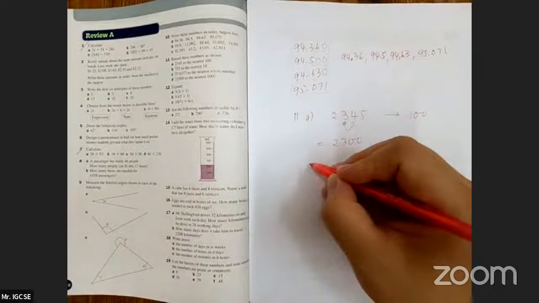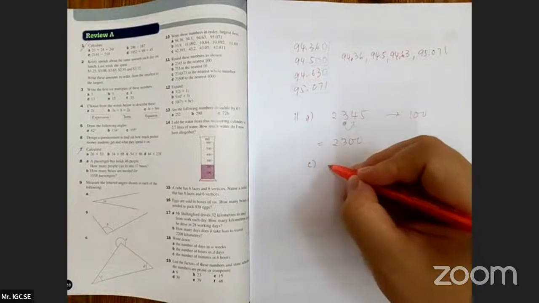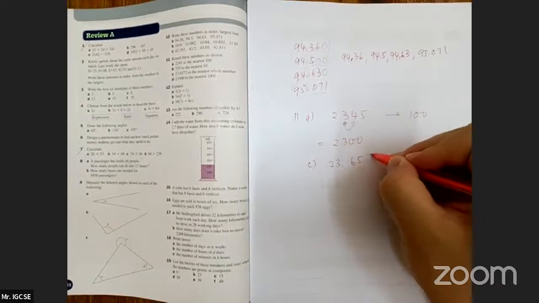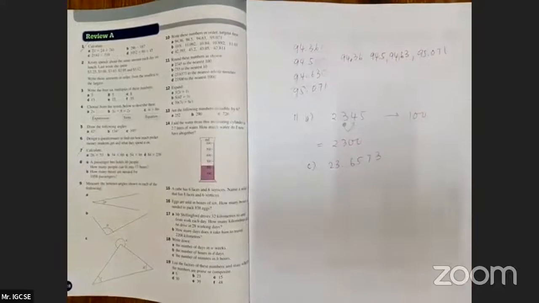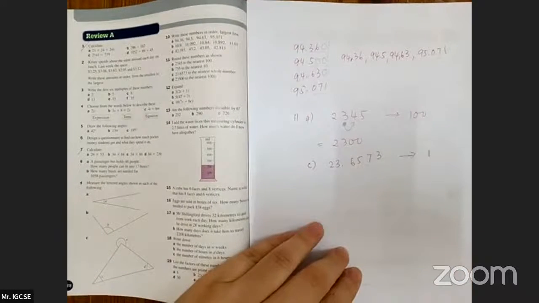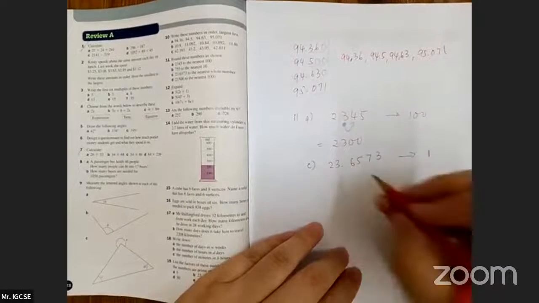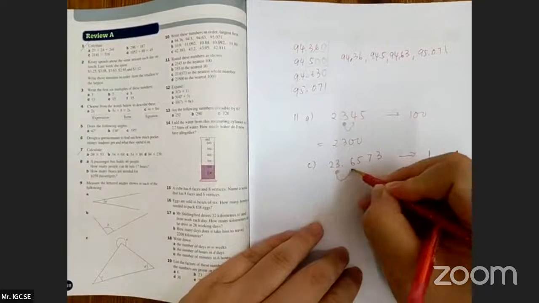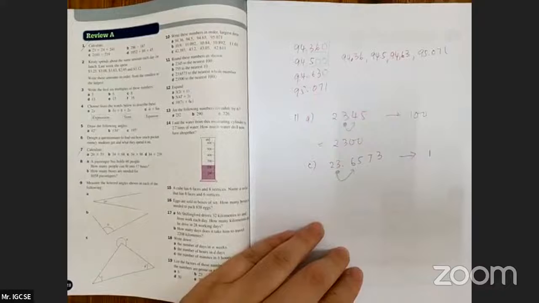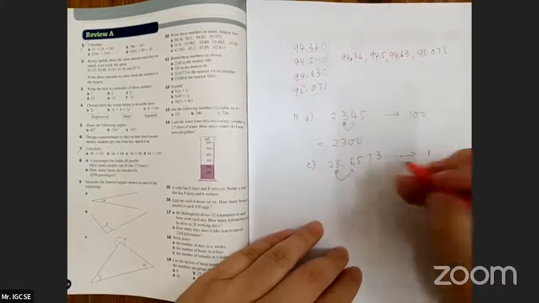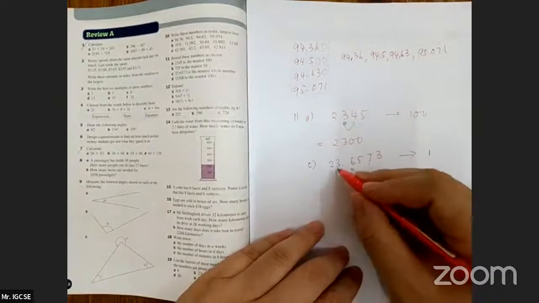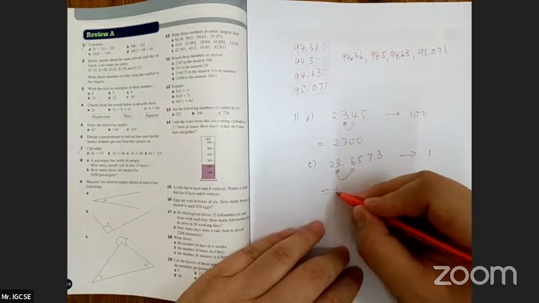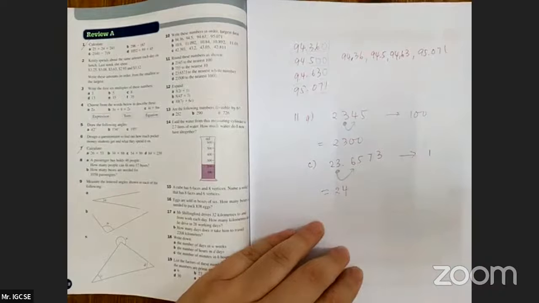And we have the C. 23.6573 to the nearest whole number. Which one is the whole number? Yes, this is the whole number. You need to look at the next number. So it's more than 5. More than 4 is a 5, 6, 7, 8, 9. So you need to add another 1 to the 3. So the answer will become 24 in this case.